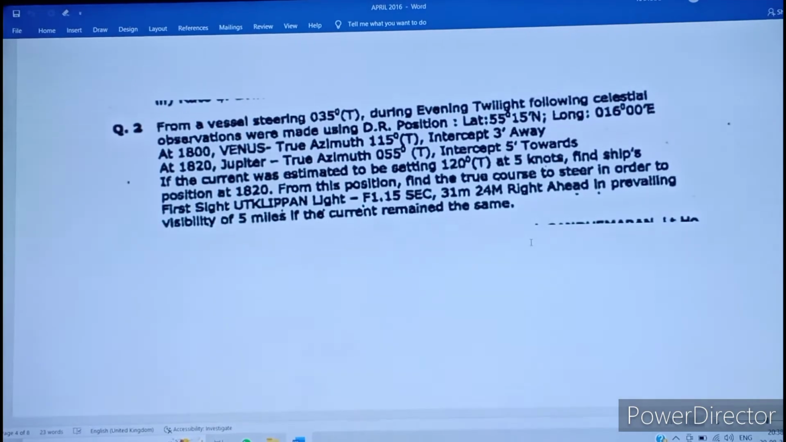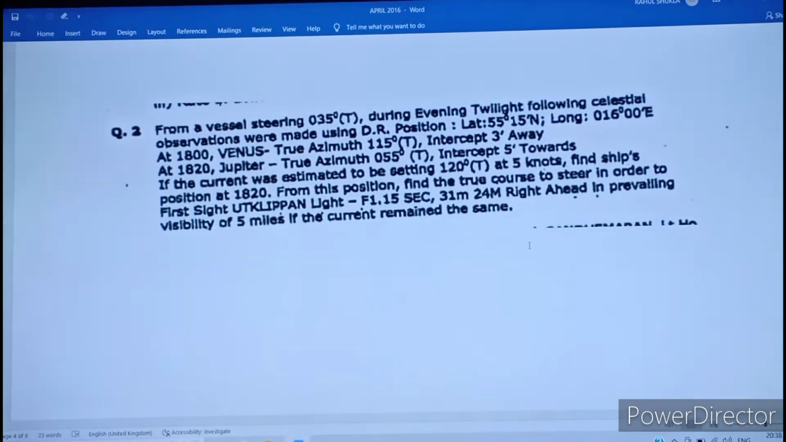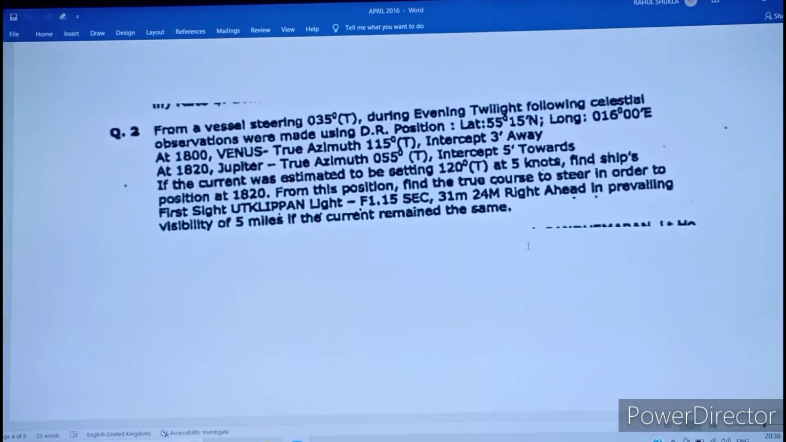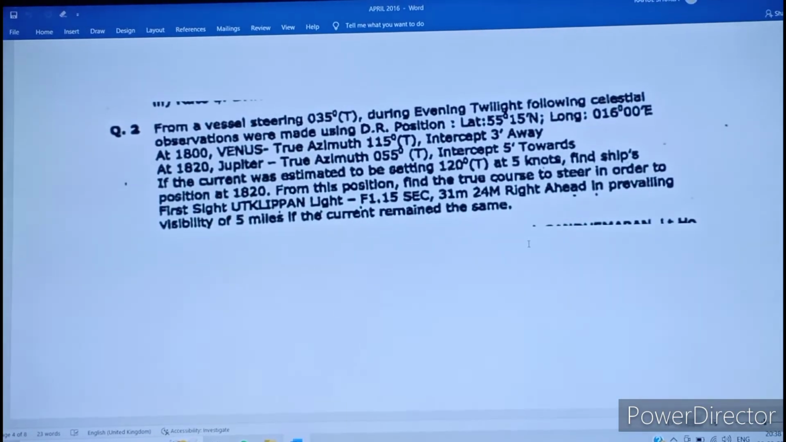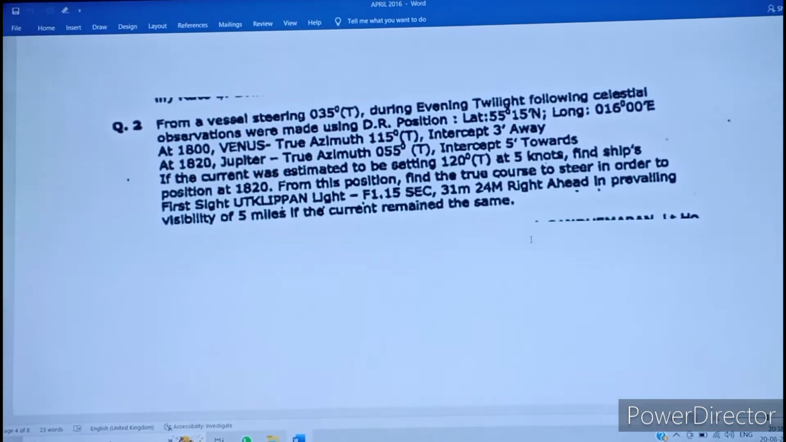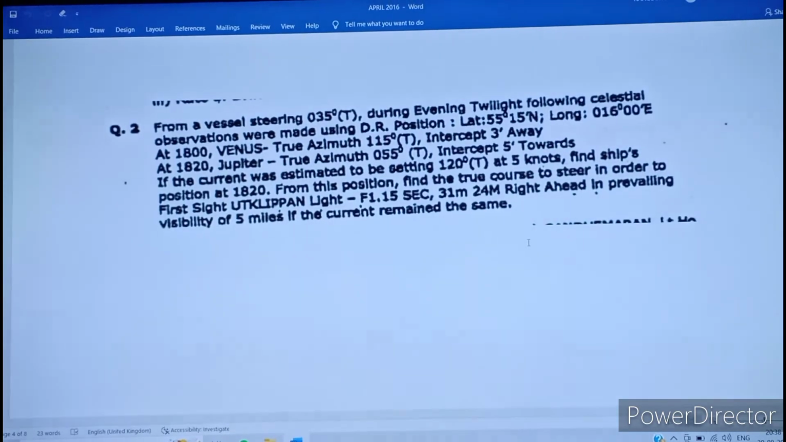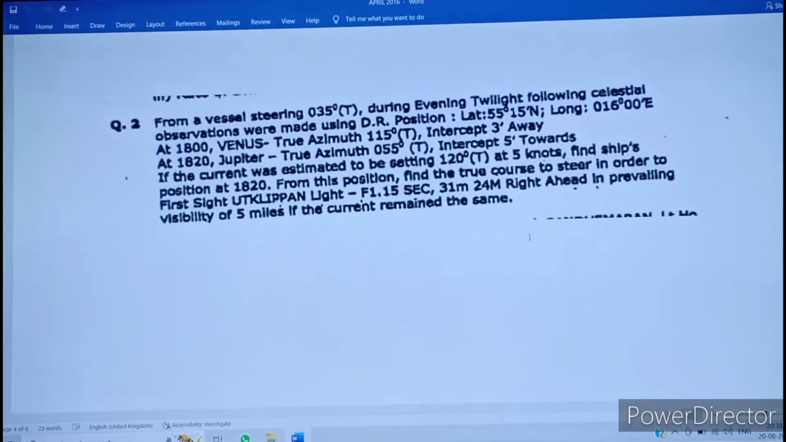From this position, find the true course to steer in order to first sight the pillar light flashing 15 seconds, 31 minutes, 24 miles right ahead, in the prevailing visibility of 5 miles, if the current remained the same. So in the first part of the question we have the CTS 035 and one celestial observation. We have the DR position.